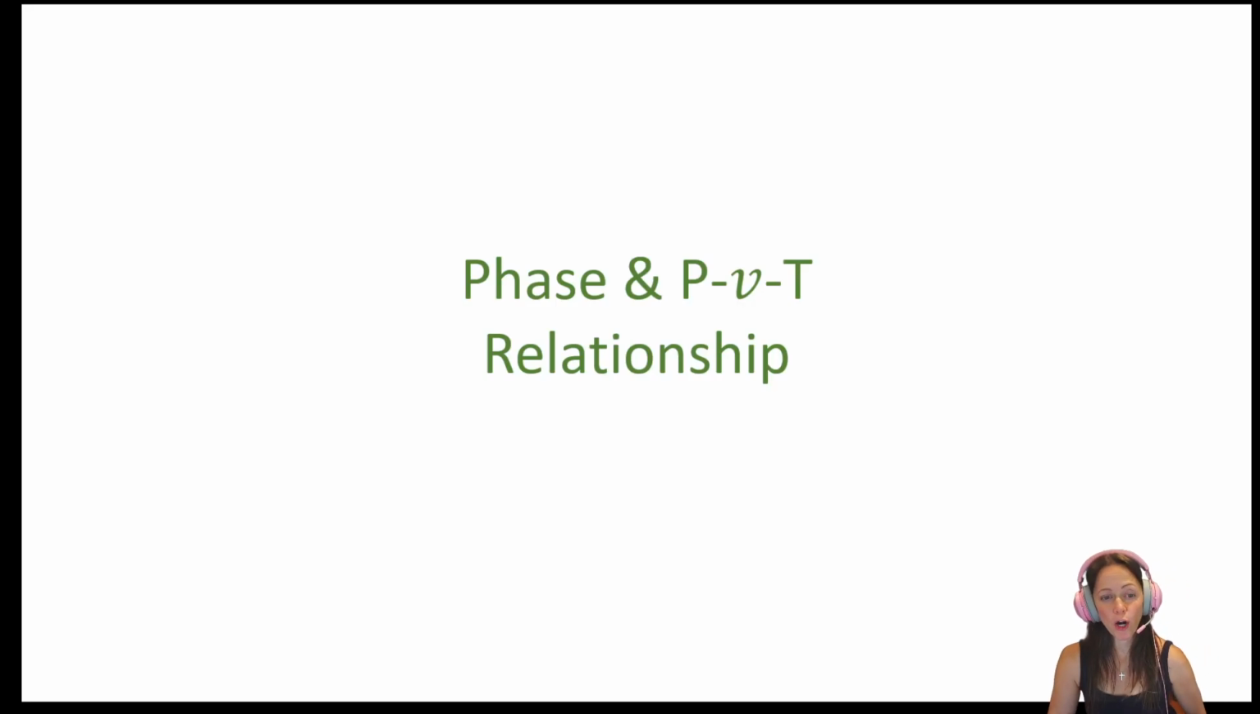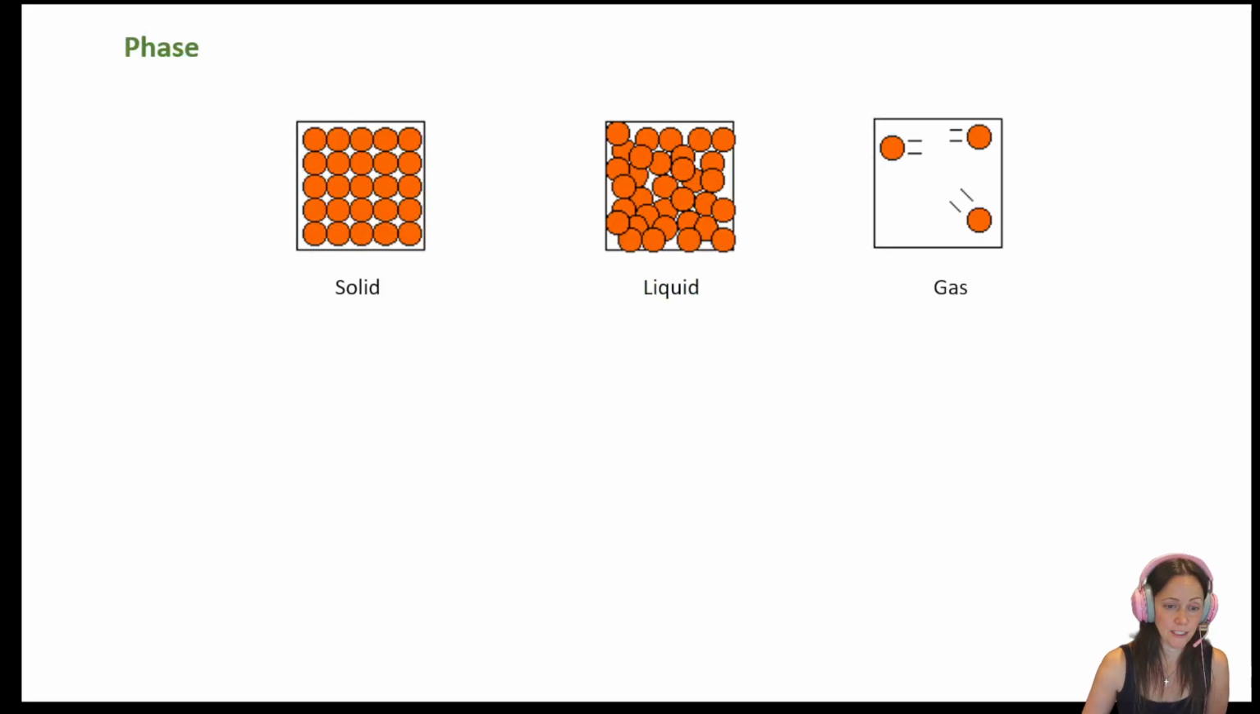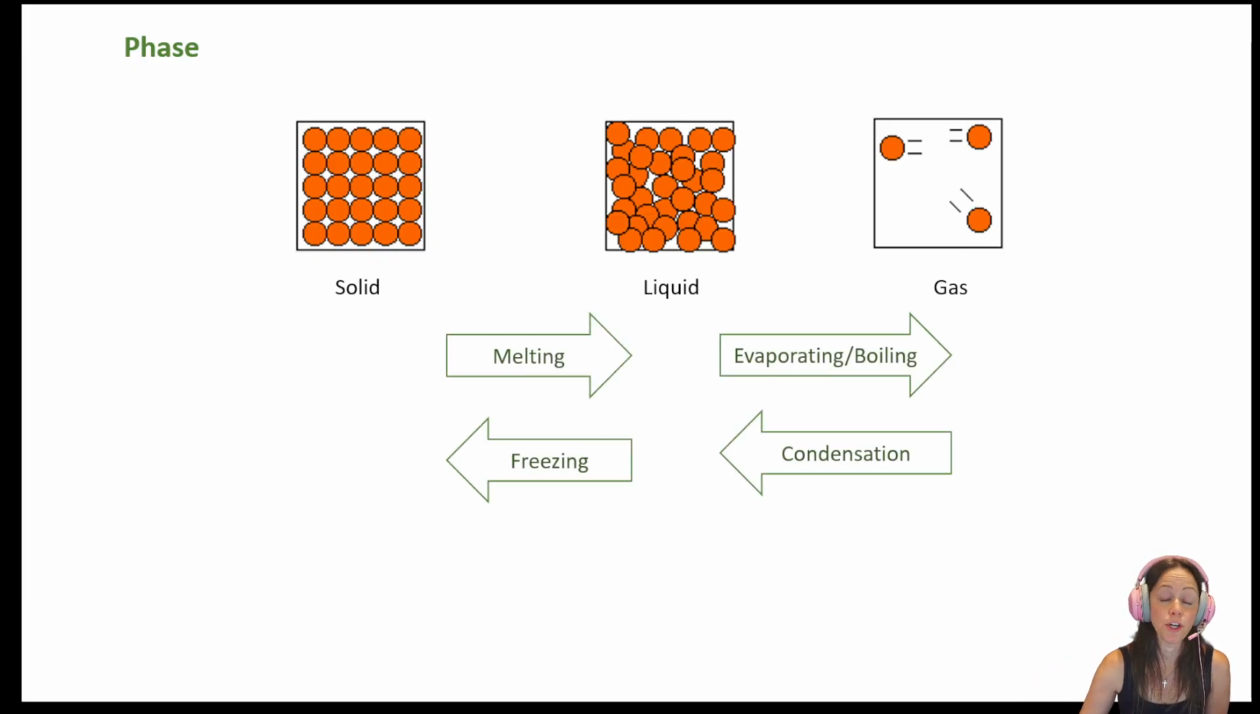All right, so we are moving on to phases and pressure, specific volume, and temperature relationships. Three phases of matter: solid, liquid, gas. We'll talk about phase changes in this class. If we're going from a solid to liquid, it's melting; liquid to gas, it's evaporation or boiling. If we're going the other way, gas to a liquid, it's condensation; liquid to a solid, it's freezing.